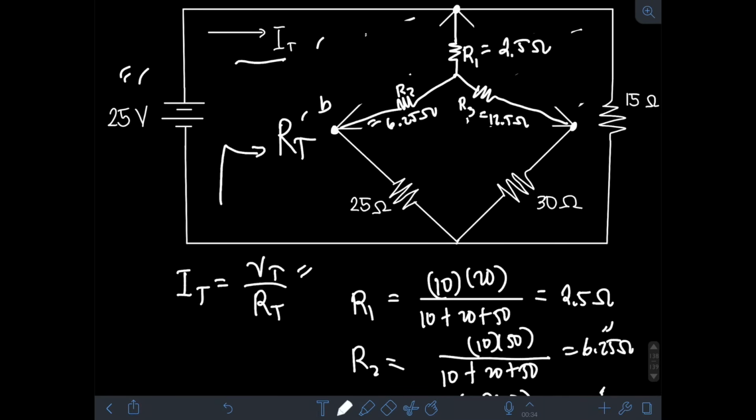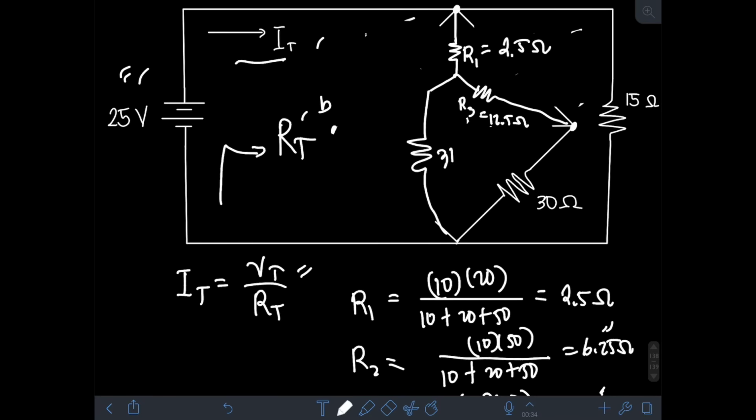Okay? Now, looking at the new circuit, we can combine resistors, right? So, this R2 is in series with 25 ohms. And this R3 is in series with 30 ohms. And likewise, these two pairs of series resistors are in parallel. So, we can combine them as a single resistor. So, let's start with R2 in series with 25 ohms. If the resistors are in series, the combined resistance is just the sum, right? So, 6.25 plus 25 is 31.25 ohms.